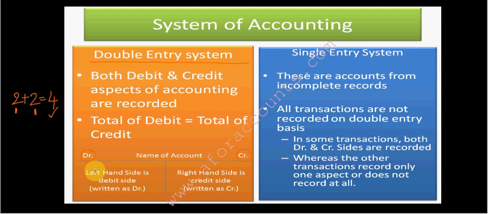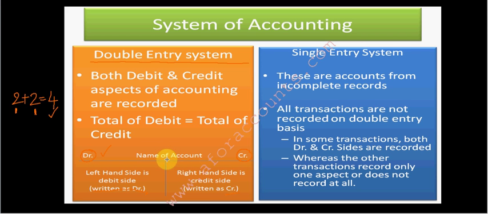See how the left hand side is the debit side, written as DR. My right hand side is the credit side, written as CR, and here I write the name of the account. Say it is a salary account or your advertisement account, whatever.